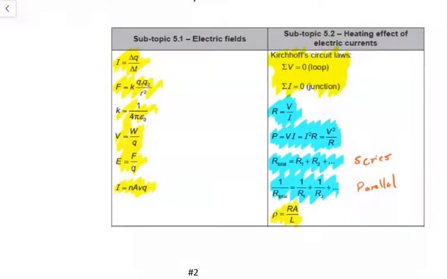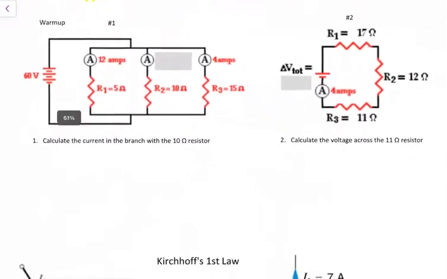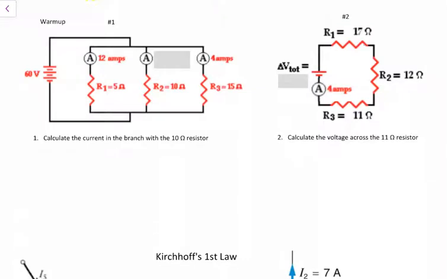So we will be done with 5.1 and 5.2, technically, all the equations by today. And then just find different ways that we can apply these strategies to understand circuits. So in a warm-up, I want to first calculate the current in the branch with the 10 ohm resistor in number 1, and calculate the voltage across the 11 ohm resistor, given that we have 60 volts in the first one, and we have 4 amps in the second one.